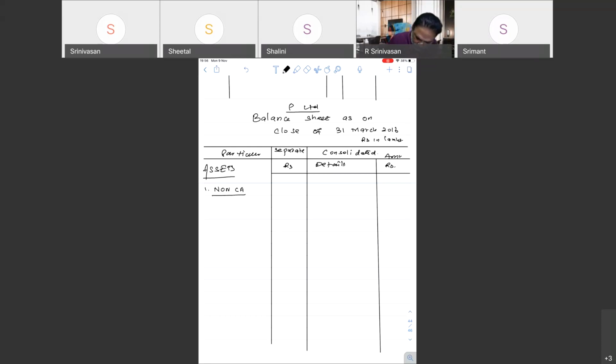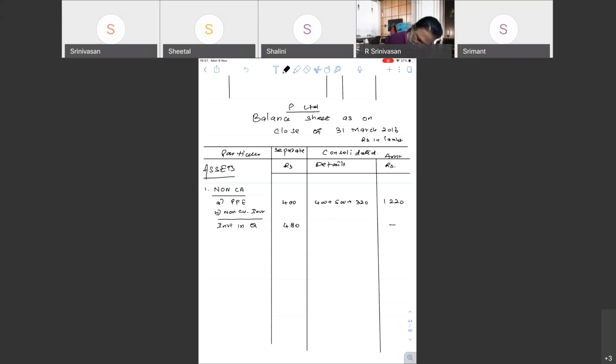Non-current assets. PPE. How much is the PPE? Only for P is 400. And this will be 400 plus 500 plus 320, 900. So it is 1220. There is no goodwill. Non-current investment. Investment in Q is 480. This will not show here.